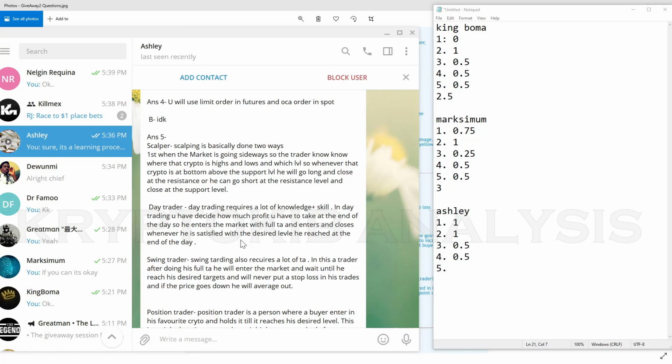At the end of the day can mean many things. But then look at this. He said, decide in day trading, you are when, let me see, close it, whenever he is satisfied with the desired level he reached at the end of the day.